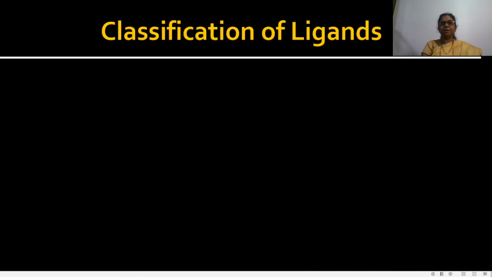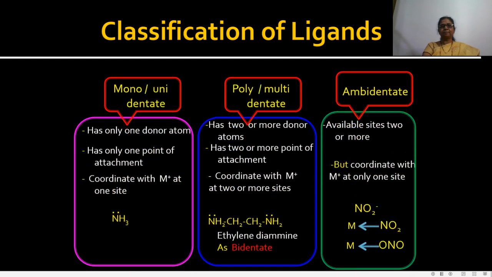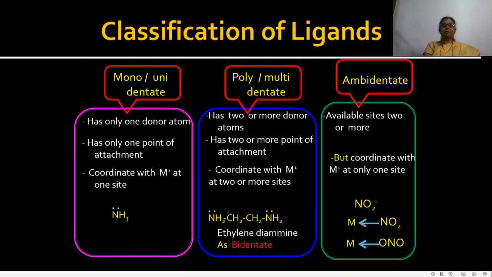Now see the classification of ligands. They are classified according to the presence of their donor atoms. Mainly they are classified as monodentate ligands, polydentate ligands, and ambidentate ligands. The monodentate ligands: mono means one. That means it has only one donor atom.